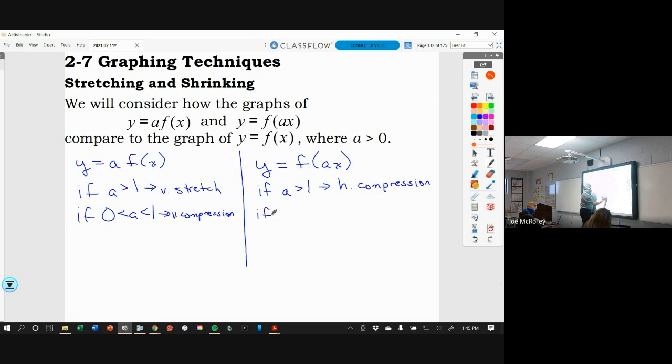And if 0 is less than A, which is less than 1, that's going to lead to a horizontal stretch. That's exactly backwards from vertical, isn't it? And as we graph these, you'll see what happens.